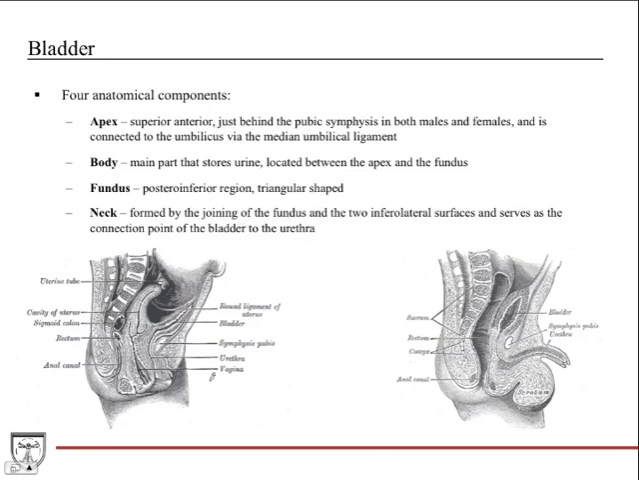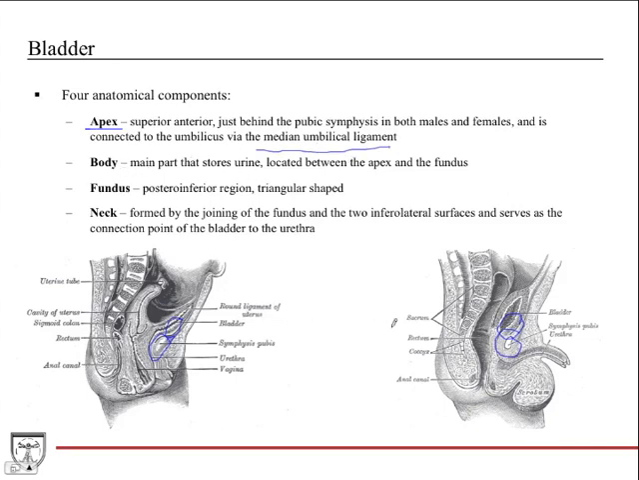One thing I'll point out real quick is you have your pubic symphysis here and here. In both genders, the bladder is just posterior to the pubic symphysis. So that's one of your landmarks you can use when looking for the bladder. The first section is the apex of the bladder, which is the superior anterior portion. It's this part right here, and again here in the male, just posterior to the pubic symphysis, and it's connected to the umbilicus via the median umbilical ligament, those ligaments we talked about in the abdomen.